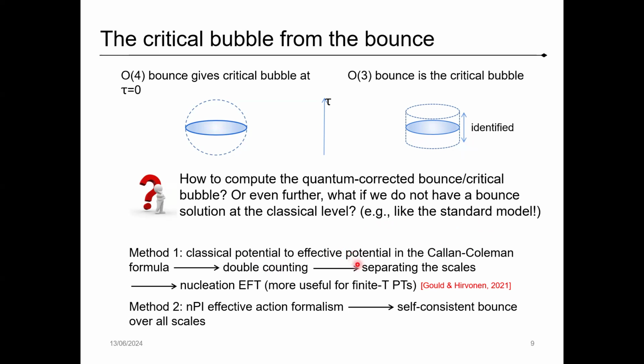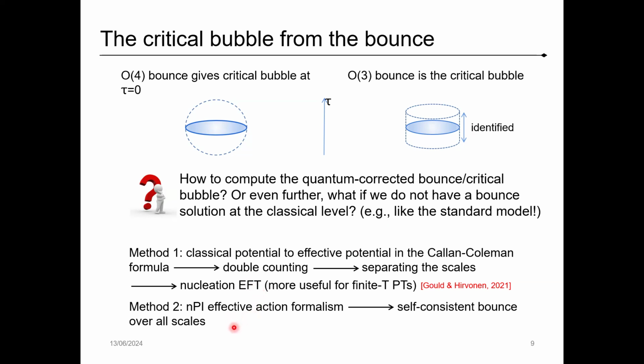In order to solve this, one can actually separate the scales and construct, you first integrate over some small length scales, and then you get this effective potential. So this effective potential is not obtained from integrating over all scales, and in this case you can construct some nucleation effective field theory, and when studying this effective field theory, you can get a formula similar to the Callan and Coleman formula. But this is the second method.